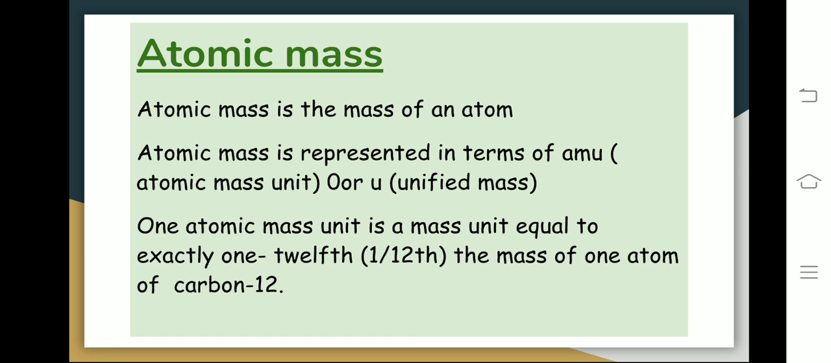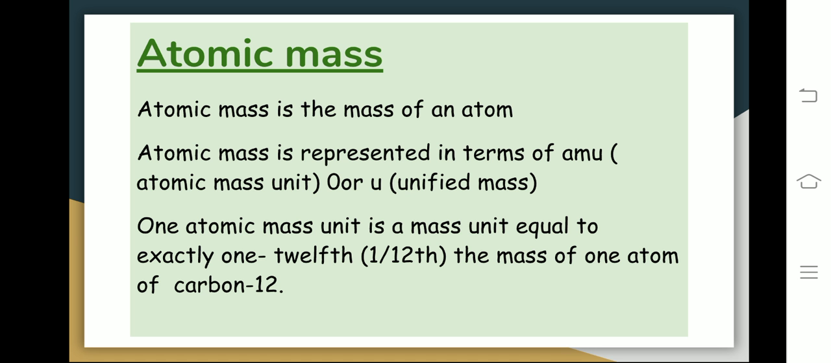Atomic mass. Atomic mass is the most remarkable concept that Dalton's atomic theory proposed. According to him, each element had a characteristic atomic mass. Now, what is this atomic mass? As the name suggests, atomic mass is the mass of an atom. Atomic mass is represented in terms of AMU, that is the atomic mass unit, or u. u is unified mass.